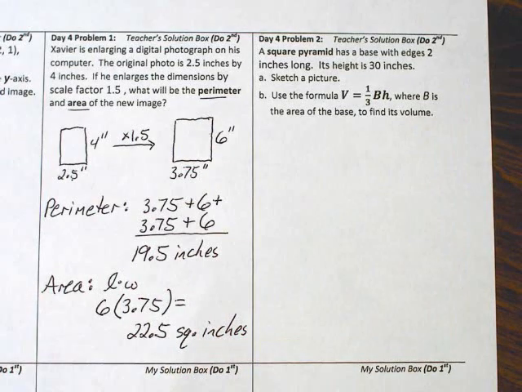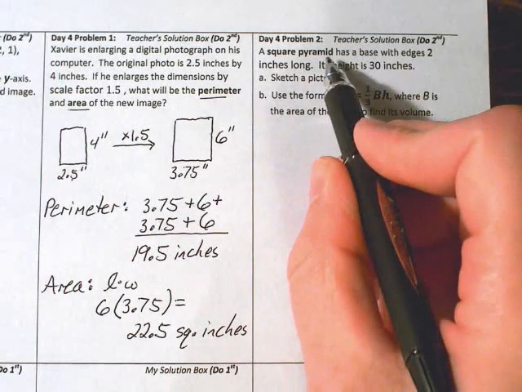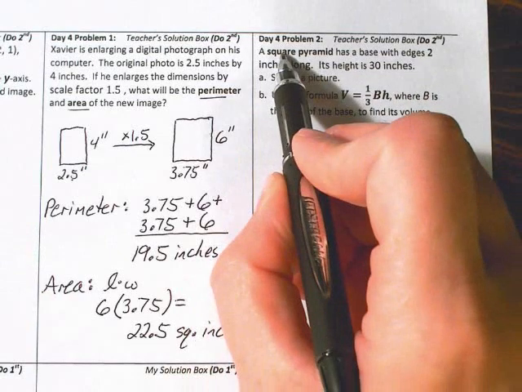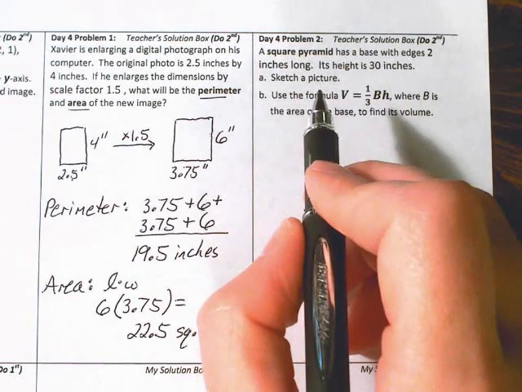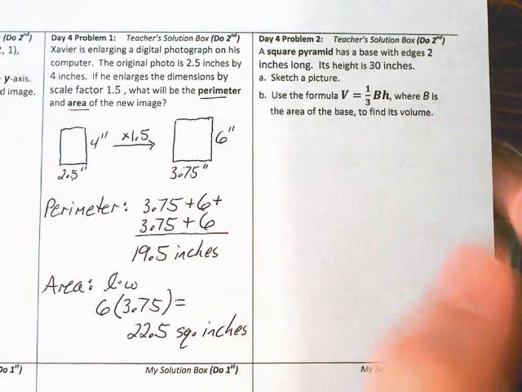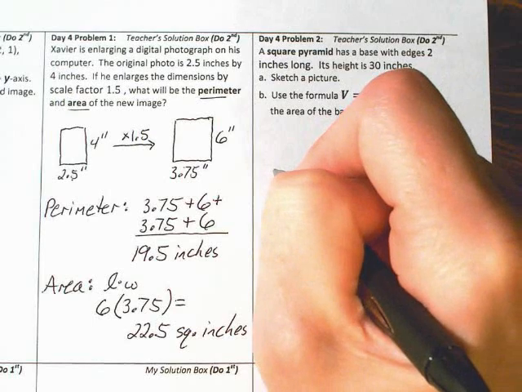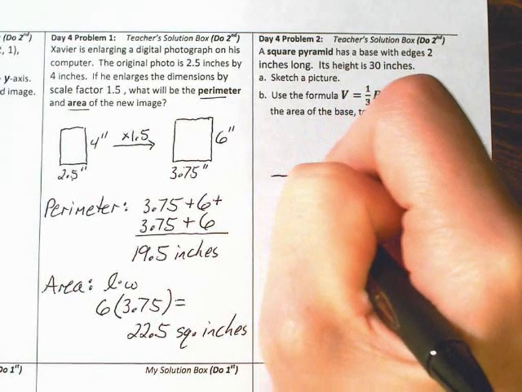Now, day 4, problem 2. A square pyramid has a base with edges 2 inches long. Its height is 30 inches. Sketch a picture. Okay. A square pyramid would come to a point, and the word square is telling us the shape of the base of the pyramid or the bottom of the pyramid. It's a square. But to create the illusion of 3 dimensions, I'm actually going to draw the pyramid like this.